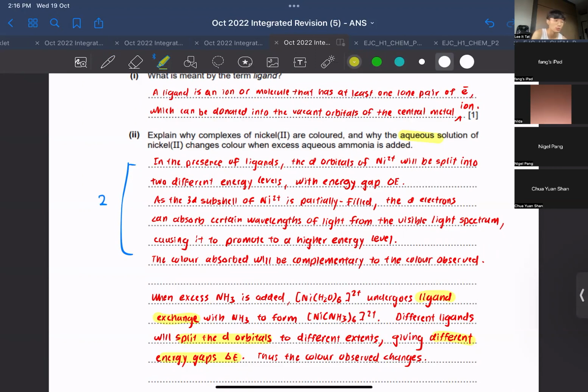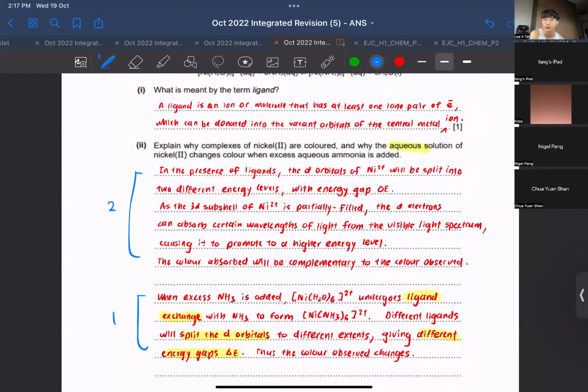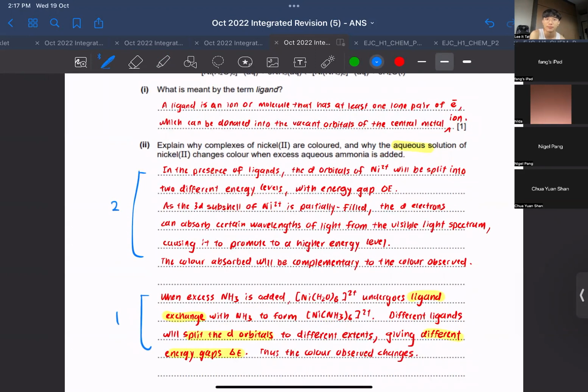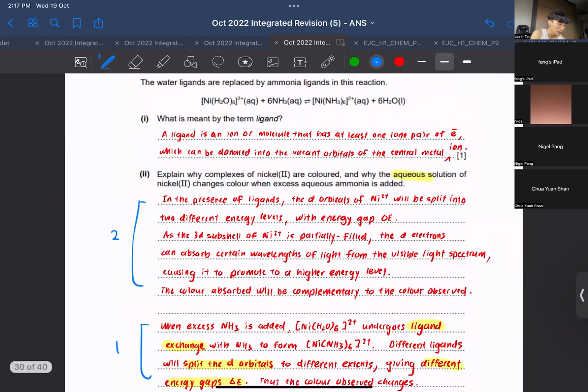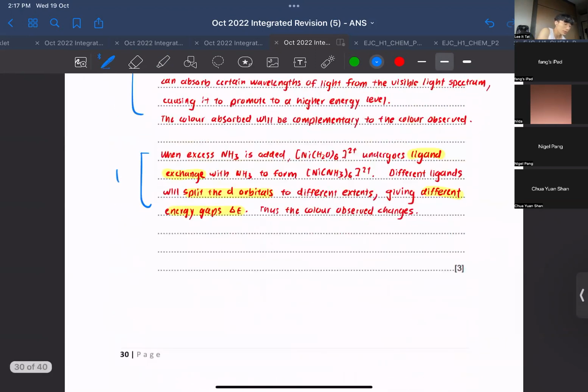You must have these 3 keywords in order to get the 1 mark. So this third mark over here is not easy to get, but just make sure you write all the keywords in your answer next time, then you will be safe. Shouldn't be an issue for this. I'm not going to flash this for very long because you can just check the answer. Now I want to look at the second part of this question.